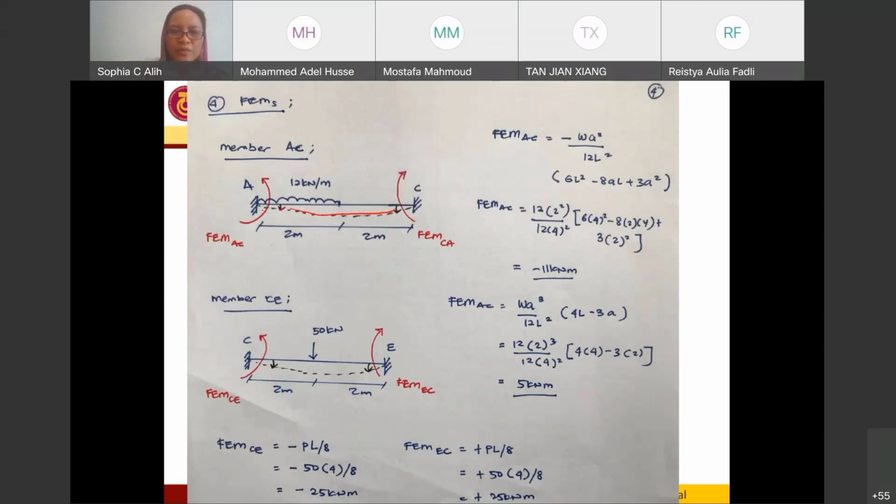In order to push it back, I have counterclockwise FEM AC and also clockwise direction FEM CA. However, you can see that my load is only until the midspan. So this is a little bit new. We haven't seen it before.